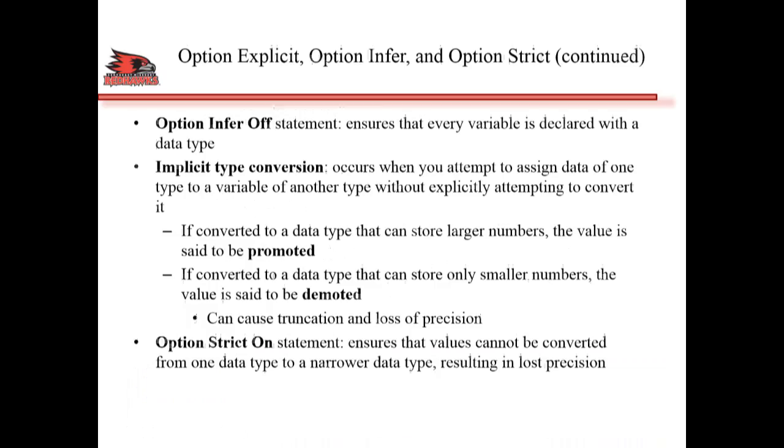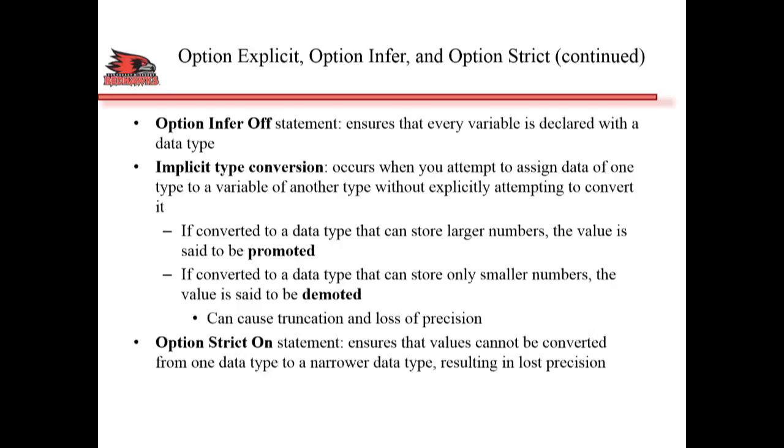Now besides that, there is another option called infer, and that basically ensures that if it's off, then every variable, along with declaration, has to have a declaration of what data type it is. So if you turn it off, then you have to declare. If you turn it on, then you don't need to declare a data type for each variable. And strict, well, strict is kind of some rules for data type conversion.